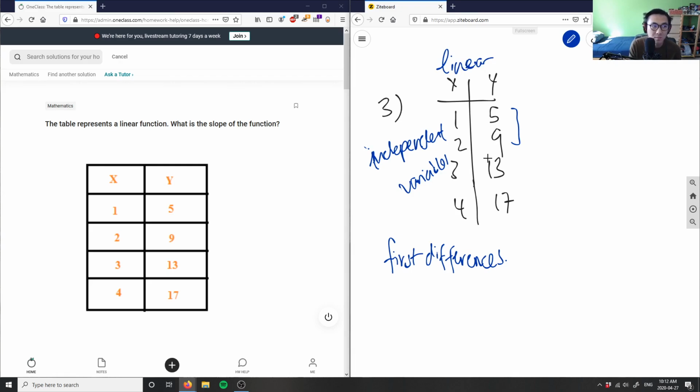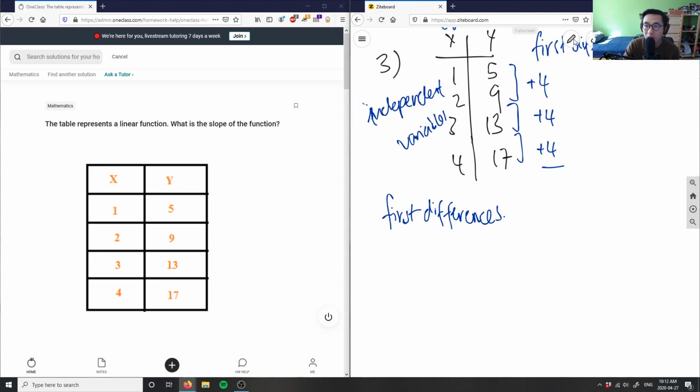So 5 and 9, I'm doing 9 minus 5 here, which is positive 4. 13 minus 9 is positive 4. And 17 minus 13 is positive 4, right? Therefore, my first differences here are positive 4, which proves that this is linear, but it also proves my slope. My slope here is 4. It's increasing by 4 every single time.